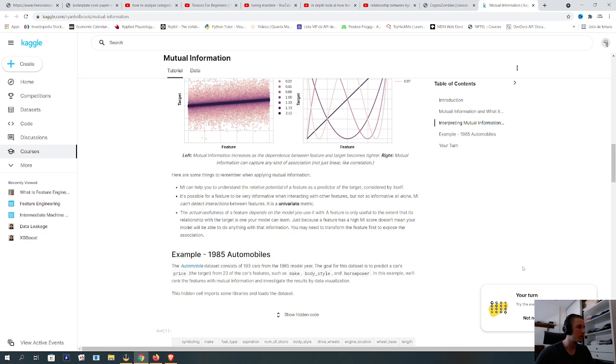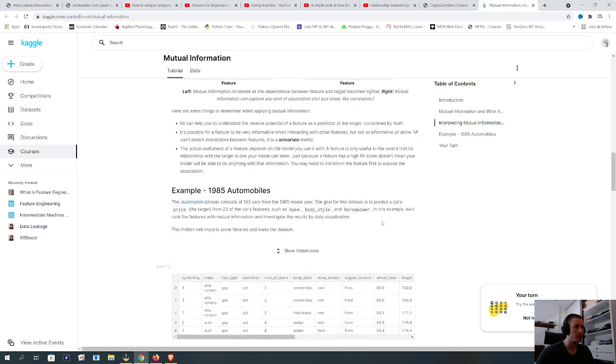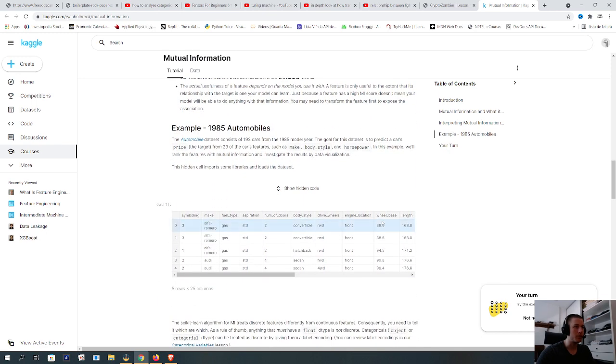The actual usefulness of a feature depends on the model you use it with. A feature is only useful to the extent that its relationship with the target is one your model can learn. Just because a feature has a high MI score doesn't mean your model will be able to do anything with that information. You may need to transform the feature first to expose the association.